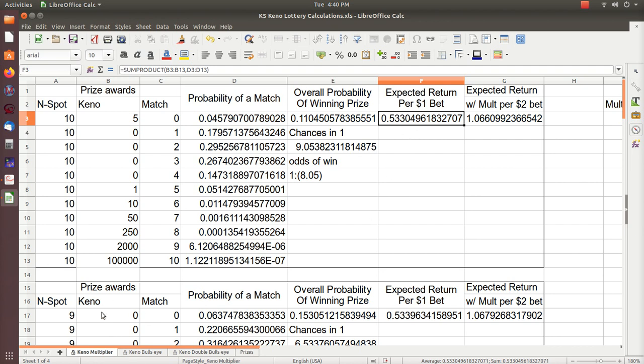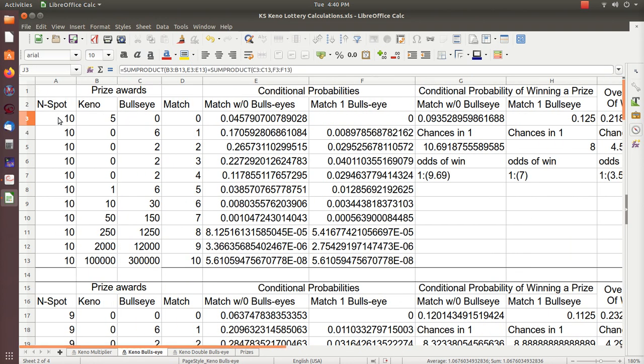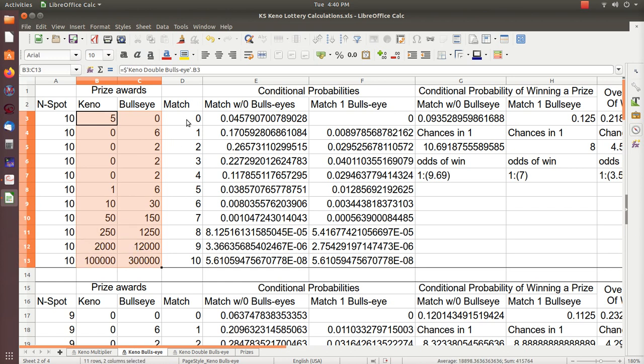Now let's look at the Bullseye option, and here we're playing the 10-spot game. Of course, we're only going to focus on that to keep this video at an okay length. Here are the prizes based upon the number of matches. Now we can calculate what I'm calling conditional probabilities. The probability that you win a prize in this first column is the probability that you match a certain number of spots and don't match the bullseye. That's what this column represents. It's a conditional probability that you don't match the bullseye.